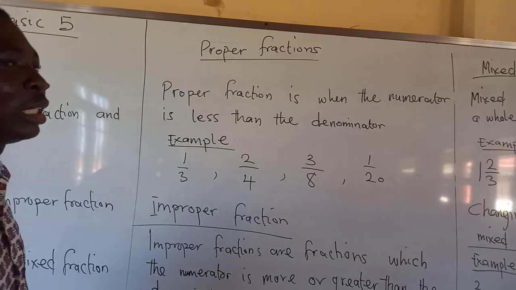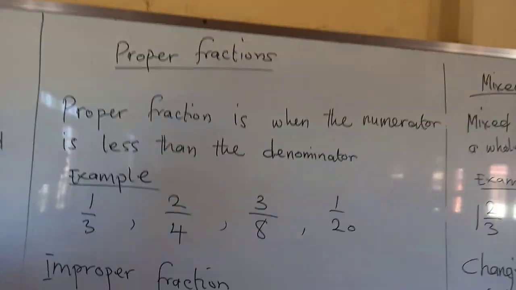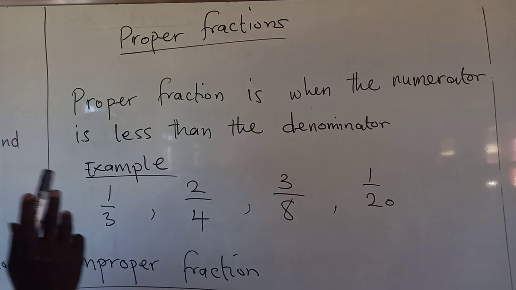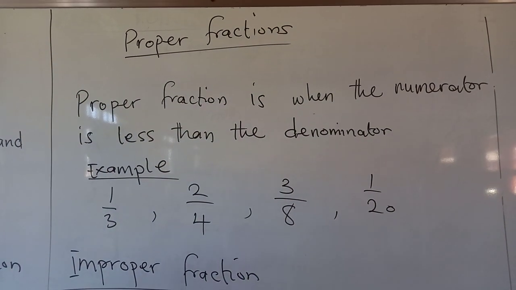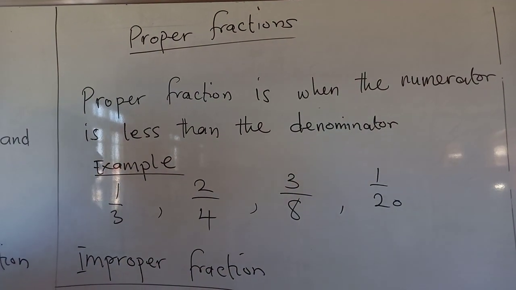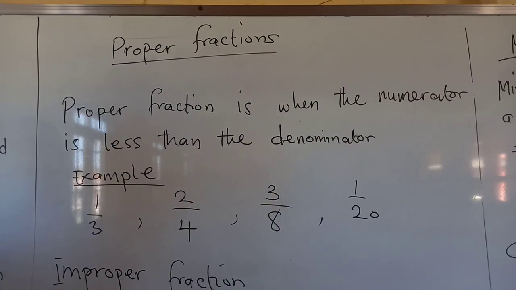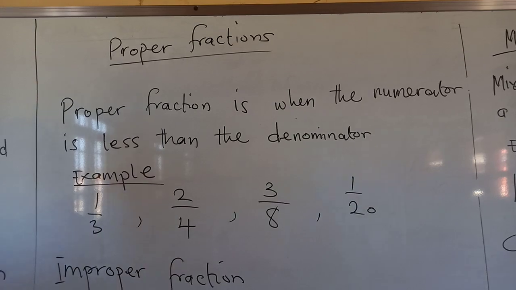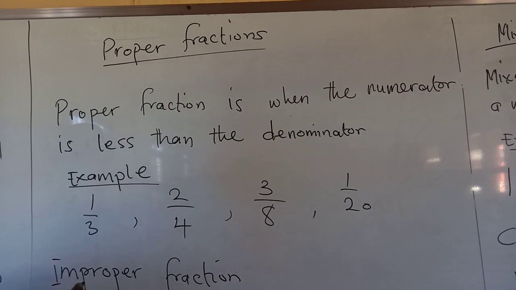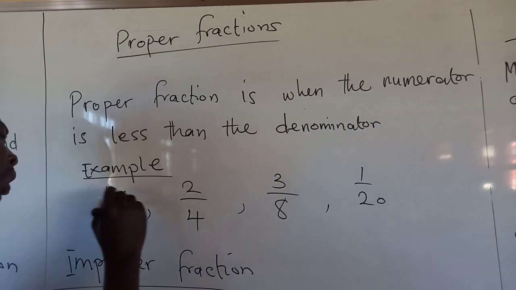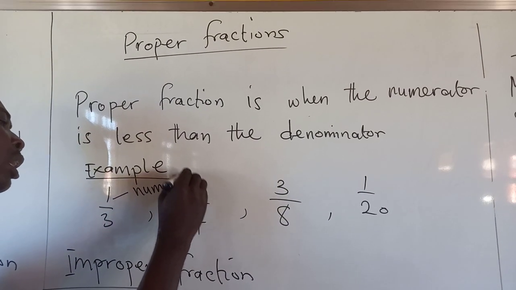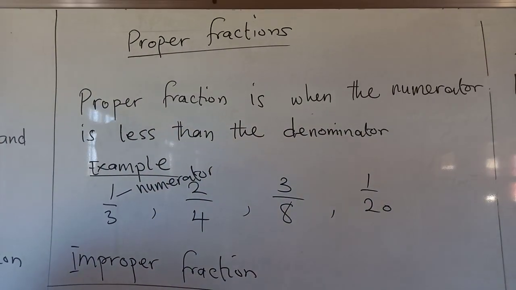We say proper fraction. What is a proper fraction? The proper fraction is when the numerator is less than the denominator. You ready? For us to be able to know the numerator and the denominator, let me explain that to you. The numerator is the upper number. This one, we call it the what? Numerator. This is the numerator, okay?